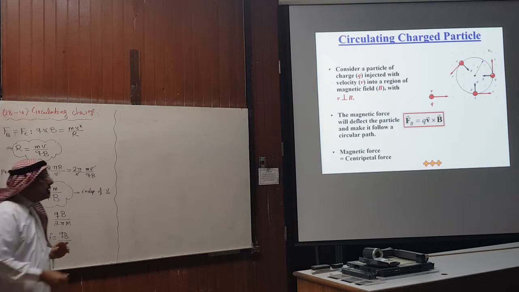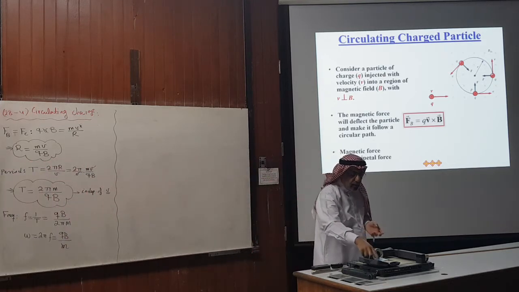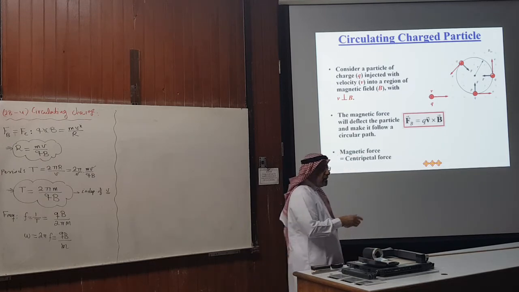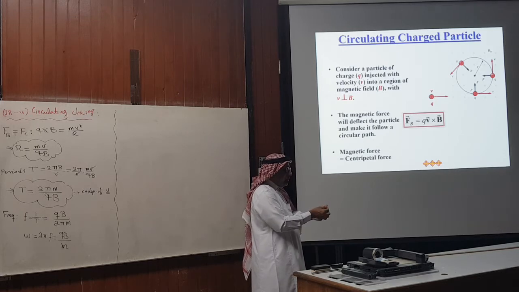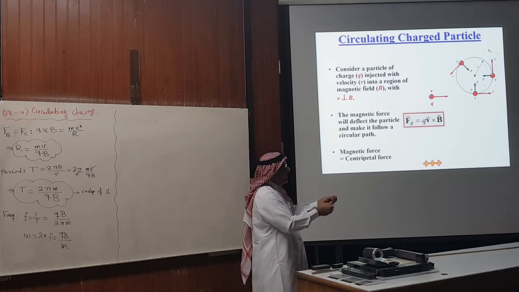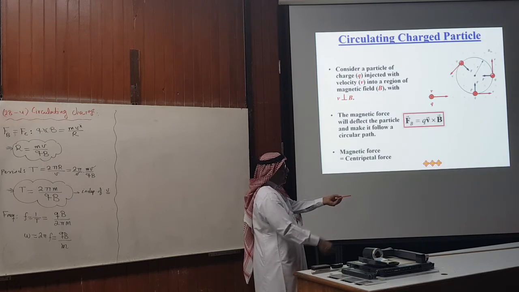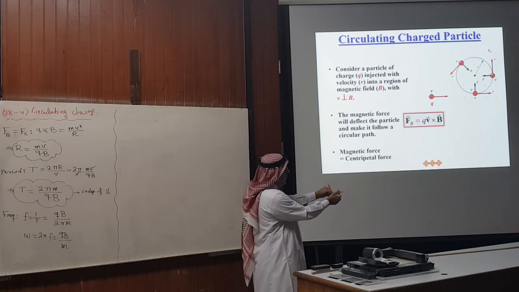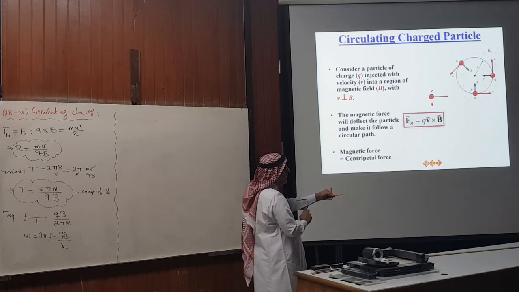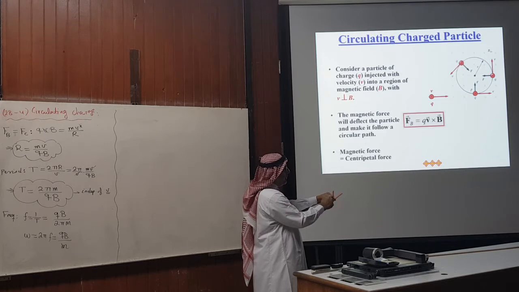Finally, what happens if we send the particle with its velocity making an angle? This is the situation we discussed here. Here is the velocity, the magnetic field is into the page, the velocity is perpendicular to the magnetic field. So we saw that it will follow a circular path. What if we send the particle with its velocity making an angle with the magnetic field other than 90 degrees?